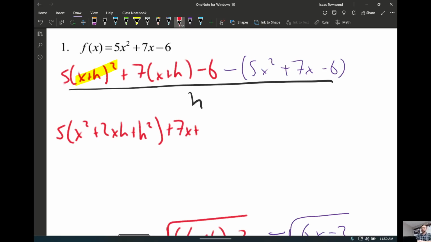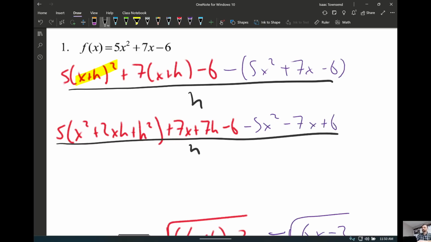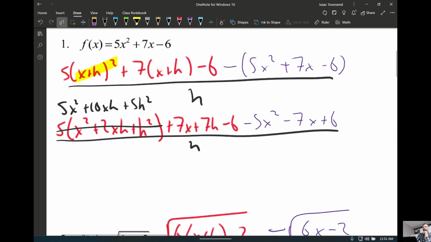Eventually, at some point, you need to distribute your 7. At some point, you need to distribute your negative. At some point, you need to distribute this 5. So I'll just do that right above. And then we're just about finished with this question. So even though for question 2 and 3, all that middle piece will be a little bit different, those two should finish pretty similar to what I'm about to do right here for question 1.